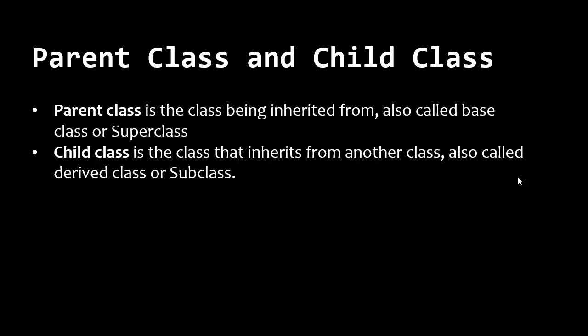A parent class is a class being inherited from. It's also called the base class or superclass. A child class is a class that inherits from another class. That's called a derived class or subclass.